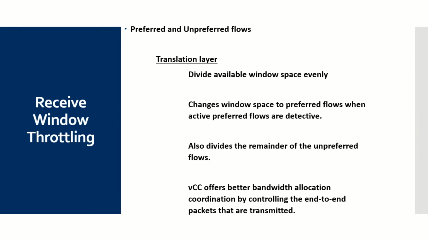The connection flows are divided into preferred and unpreferred flows. The transition layer is configured to divide the available window space among the unpreferred flows in absence of the preferred flows. The transition layer dynamically changes window space to preferred flows when it detects active preferred flows and divides the remainder among unpreferred flows. The virtualized congestion control provides a data center-wide coordination of bandwidth allocation by controlling the end-to-end number of transmitting packets.